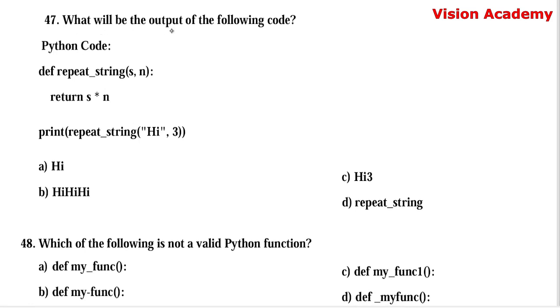Question number 47. What will be the output of the following code? Here we have defined a user defined function called repeat string. S and n, both of these two are parameters, and we are writing return s into n, and here we are making a function call by passing first argument as string and the second argument as number. So here it is going to repeat same high 3 times. So hence option B, high high high, is the right answer.